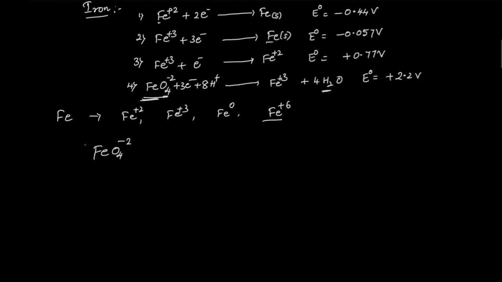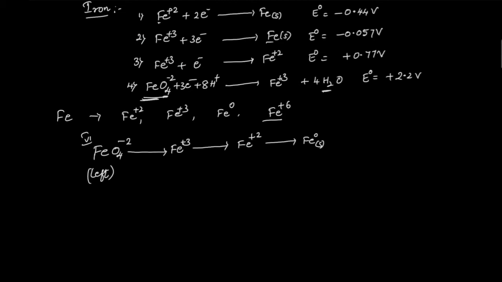Here the iron is in plus 6 oxidation state. Highest oxidation state should be written on the left side. So next higher oxidation state is Fe plus 3. The next higher one is plus 2. The next one is iron 0, which is in the solid state. These are the 4 different steps.